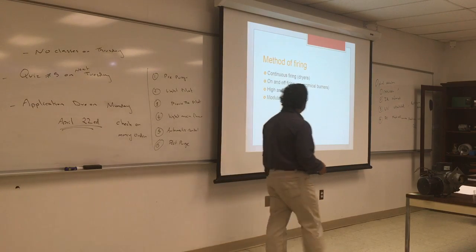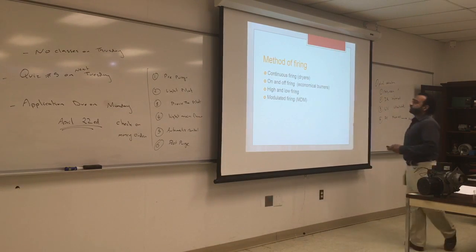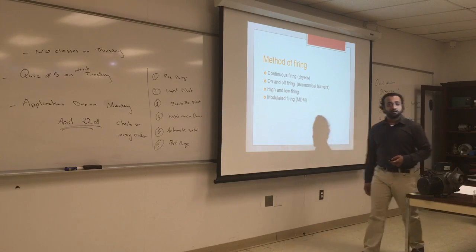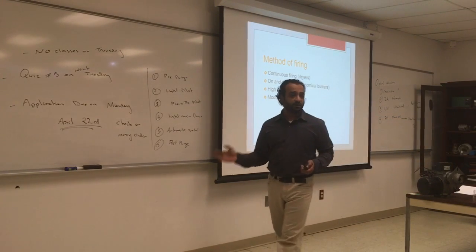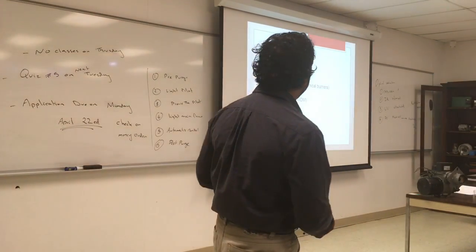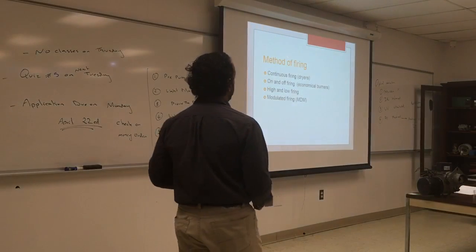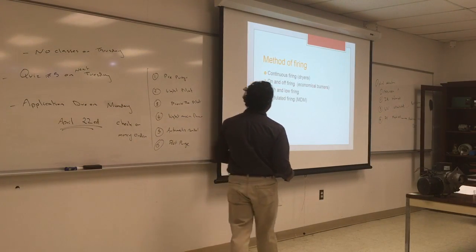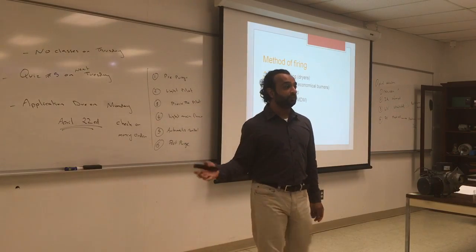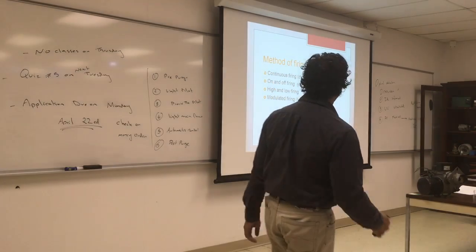So method of firing. We have continuous firing, which you can find in dryers. In a clothes dryer or big dryers, the fire rate is always continuous, either on or off. Nothing will change. The airflow will change, but the fire rate will always be constant. Then on and off, this is for economical burners. When it's hot, when it's cold, when you need some heat, you turn it on, or you turn it off.